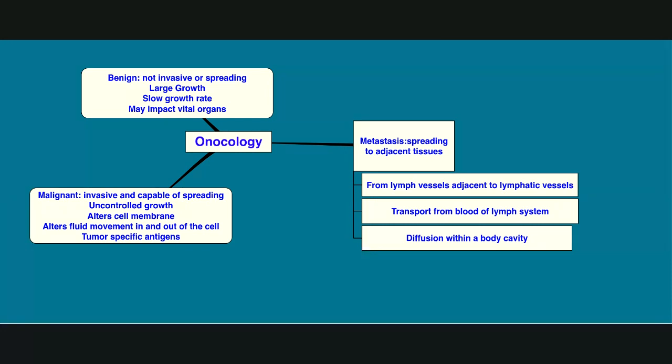So when we say metastasis, metastasis is the spreading to adjacent tissues, and that can happen in three different ways. It can occur from vessels that are adjacent to lymphatic vessels. It can go from one to the other, transport from blood to the lymph system, and it can be diffusion within the body cavity as well. Metastasis can also develop by a secondary tumor that spurs from the primary tumor as well. So that's another way to look at it.